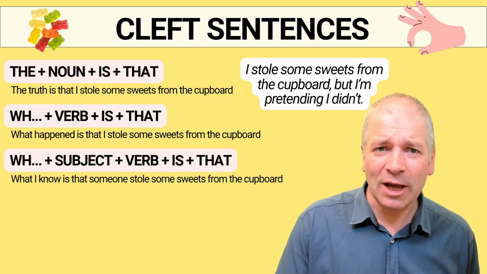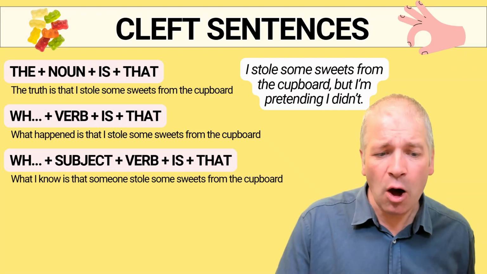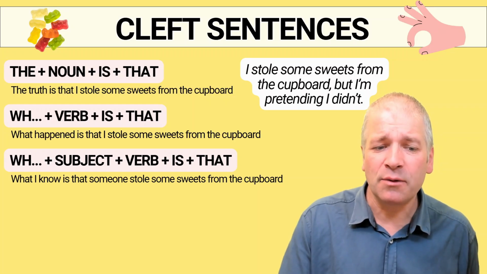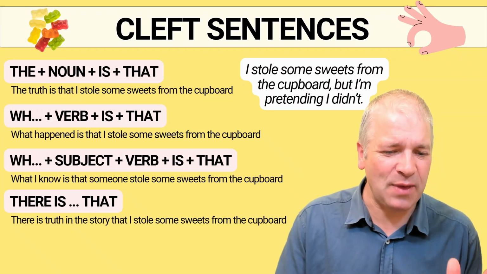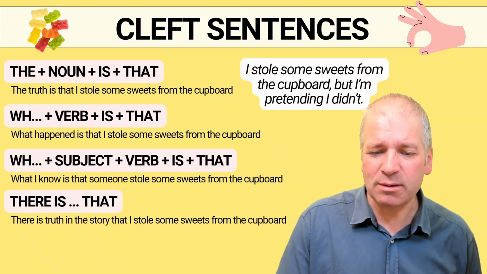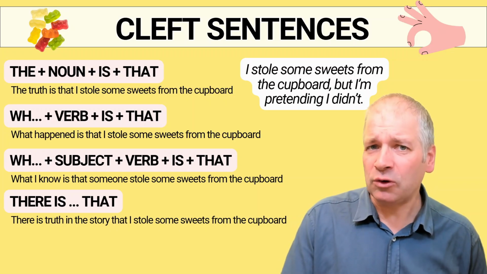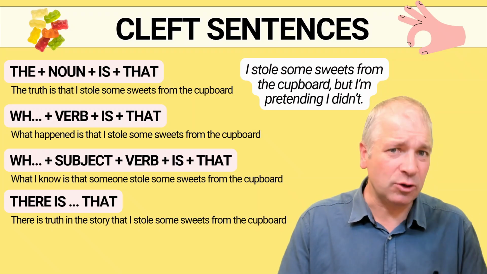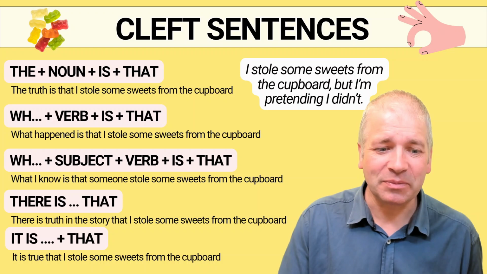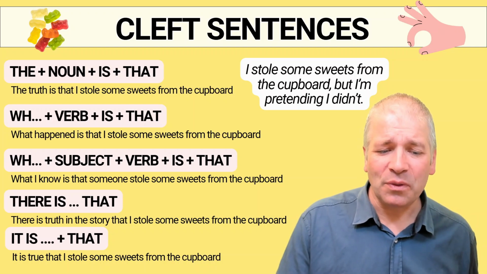Also, WH word followed by a subject verb, then to be and that. What I know is that someone stole sweets from the cupboard. There is can introduce a cleft sentence. There is truth in the story that I stole some sweets from the cupboard. Note that they all include that, but informally we could drop that, like we did with the relative clauses. And it is. It is true that I stole some sweets from the cupboard.